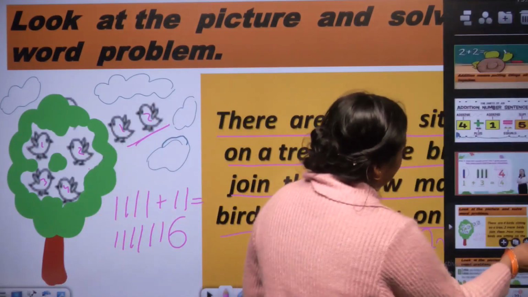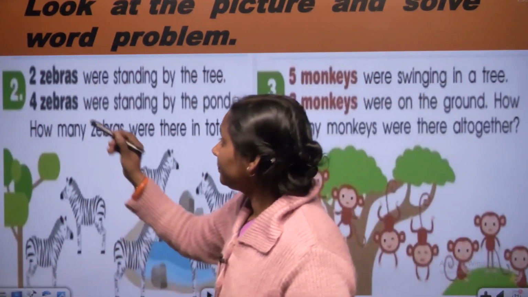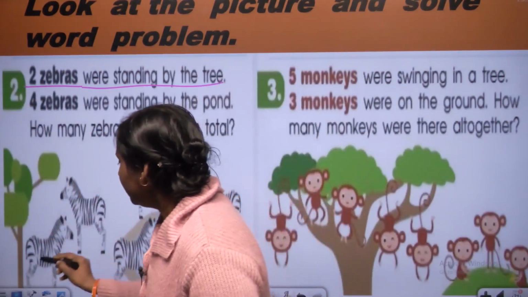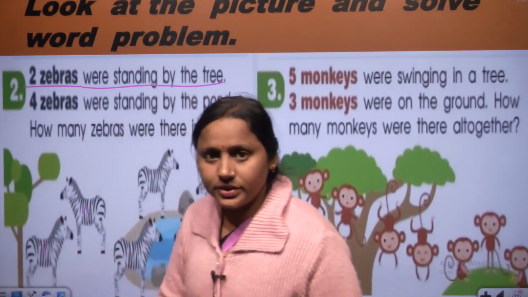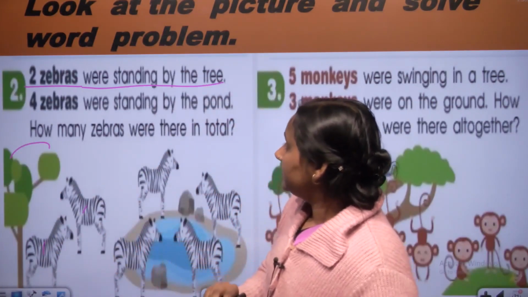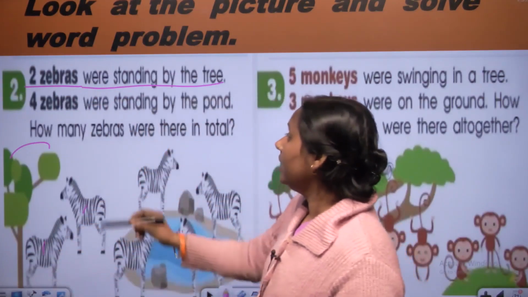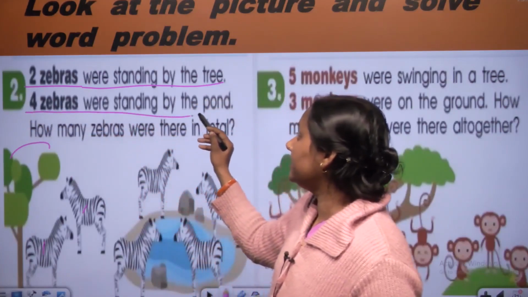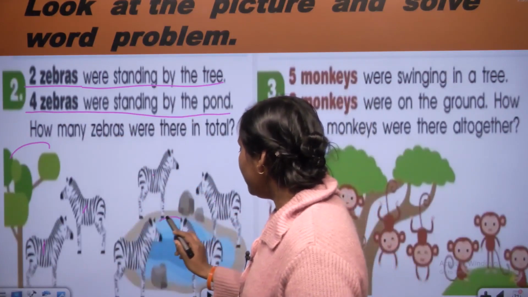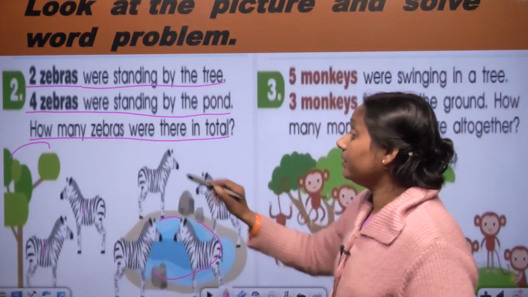Okay, now next, here 2 zebras were standing by the trees. Here 2 zebras standing near the tree. Okay, 2 zebra jo hai wo ped ke paas khade hai. Standing, 2 zebras were standing by the tree, ped ke paas khade hai. Okay, and 4 zebras were standing by the pond. 4 zebra, 1 2 3 4, wo kahan hai? Pond ke paas, talab ke paas. Okay, how many zebras were there in total?